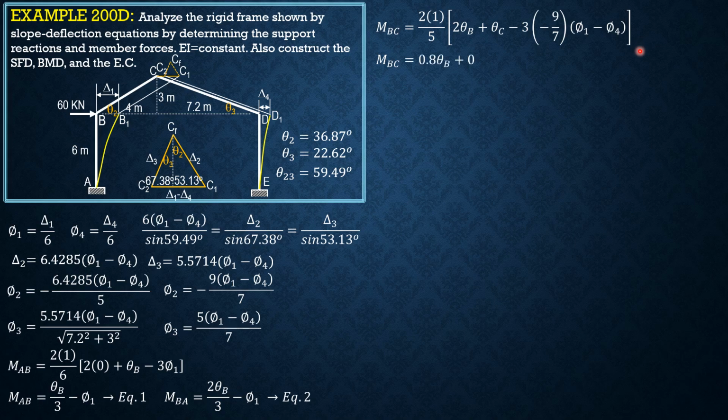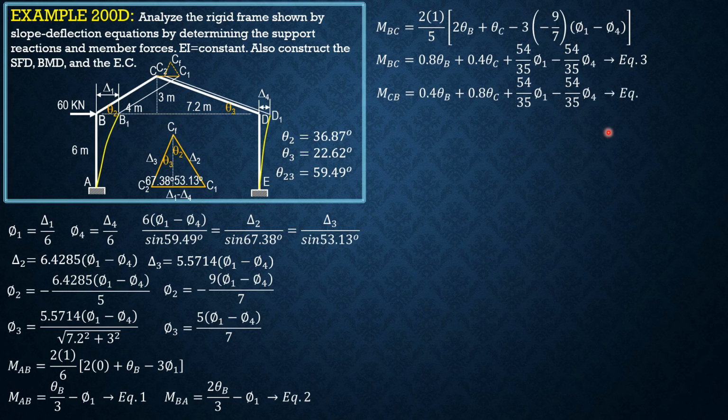So MBC is 0.8 theta B plus 0.4 theta C plus 54 over 35 P1 minus 54 over 35 P sub 4, equation 3. MCB, interchange coefficients between these two first terms, then copy the last two terms. So MCB is 0.4 theta B plus 0.8 theta C plus 54 over 35 P sub 1 minus 54 over 35 P sub 4. Call that equation 4.